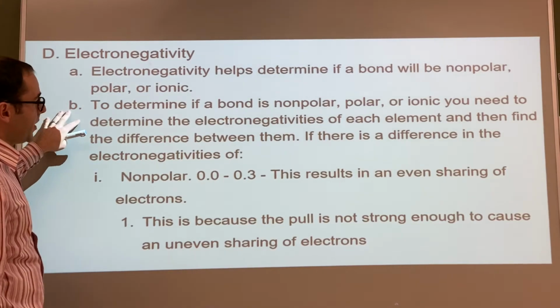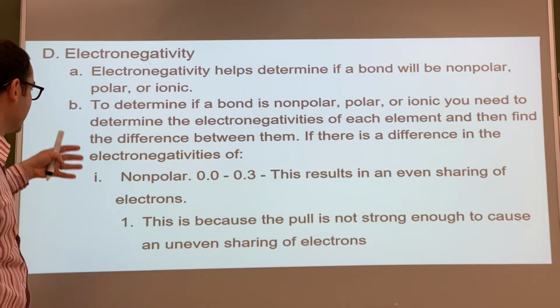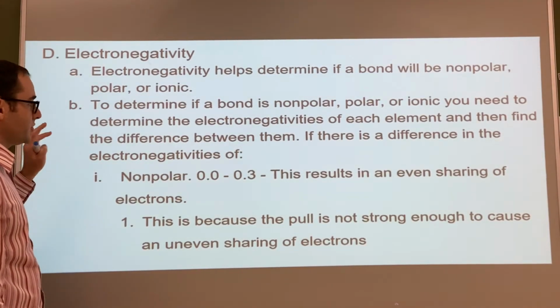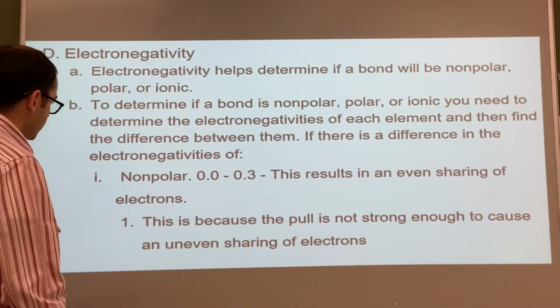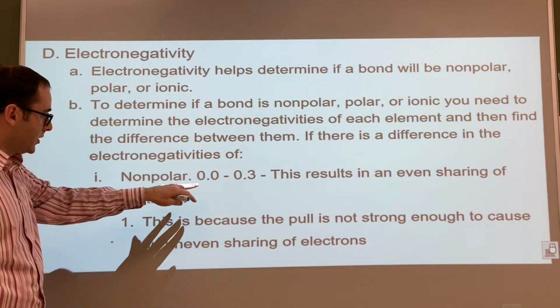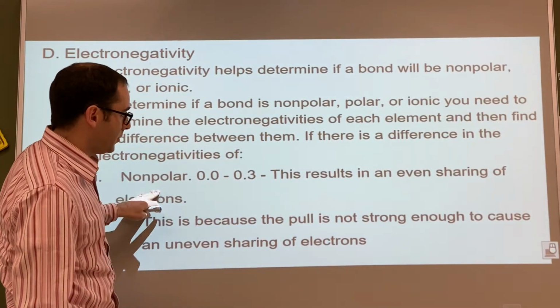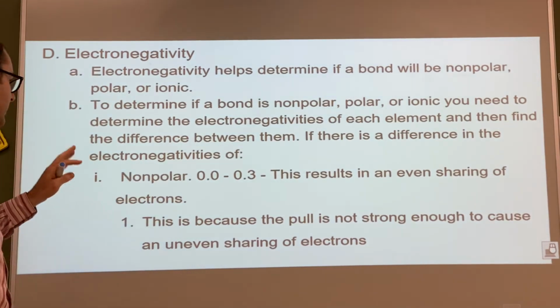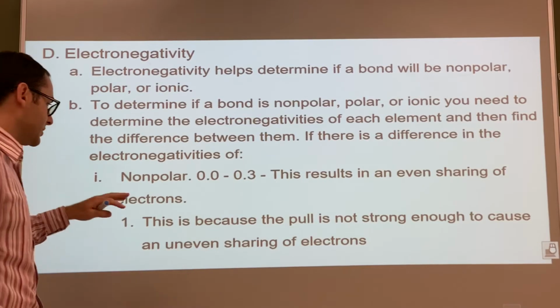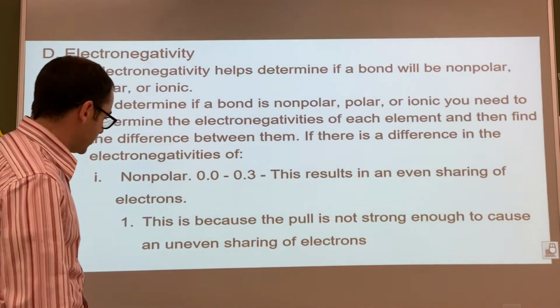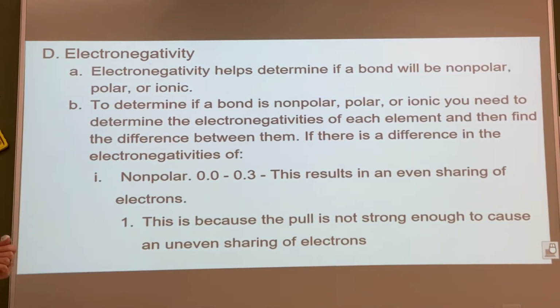To determine if a bond is nonpolar, polar, or ionic, you need to determine the electronegativities of each element and then find the difference between them. If there's a difference in electronegativities of 0 to 0.3, then it's going to be nonpolar. And this results in an even sharing of electrons. All right, so they'll share it evenly. And this is because the pull is not strong enough to cause an uneven sharing of electrons.